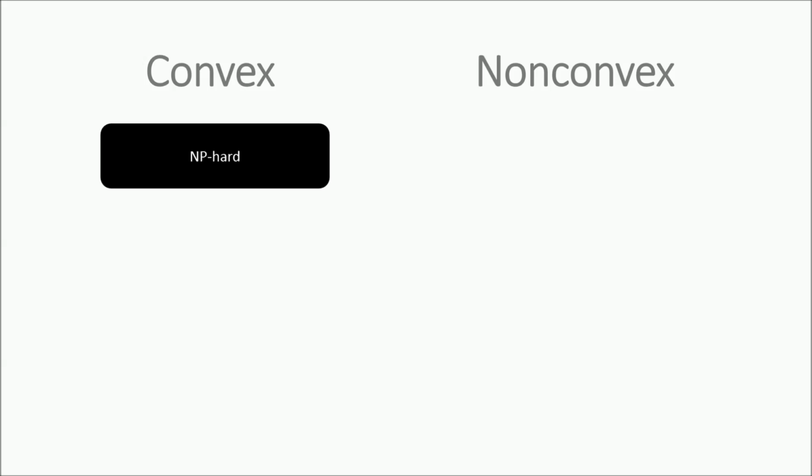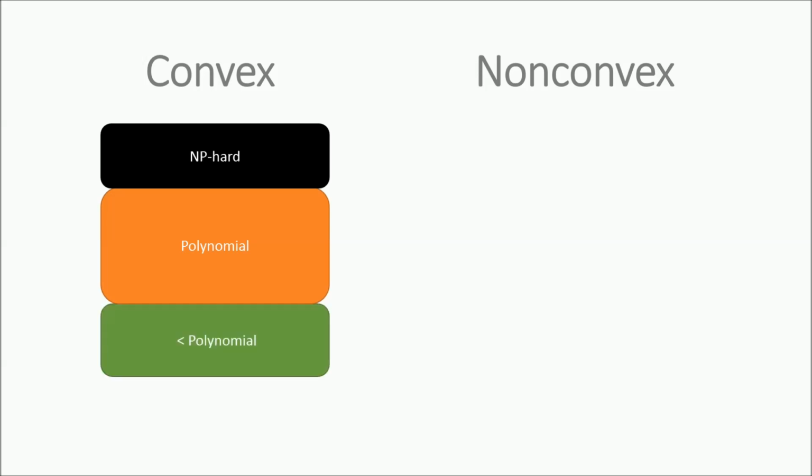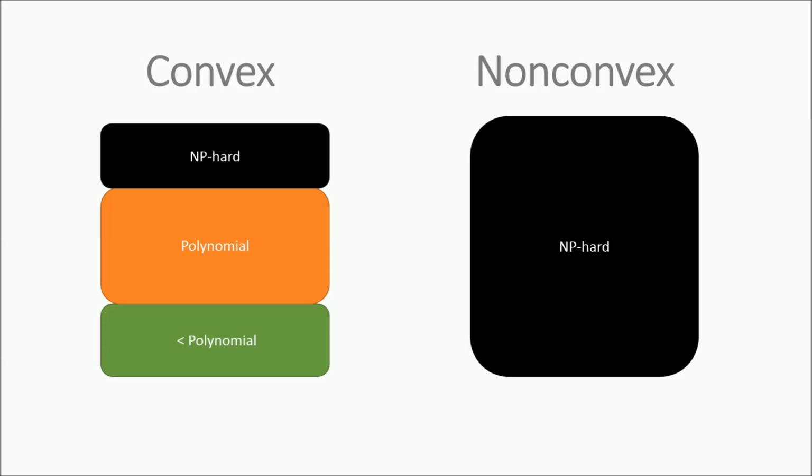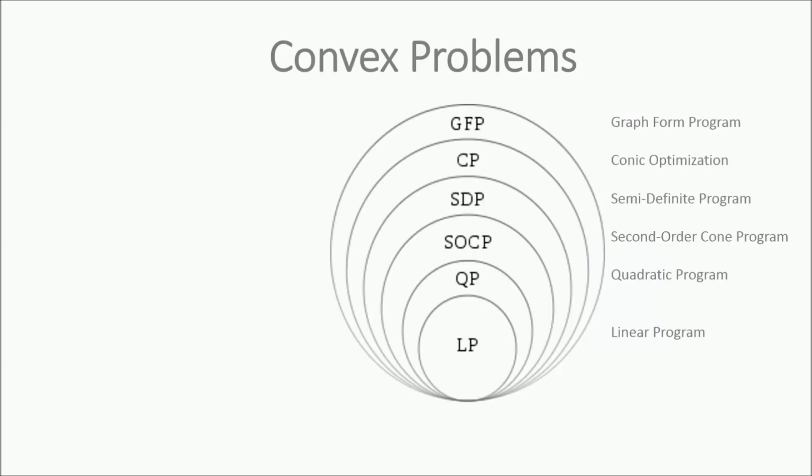However, some convex problems are still NP-hard. Others can be reliably solved in polynomial time, and certain subproblems can be solved in less than polynomial time. Meanwhile, all non-convex problems are at best NP-hard.